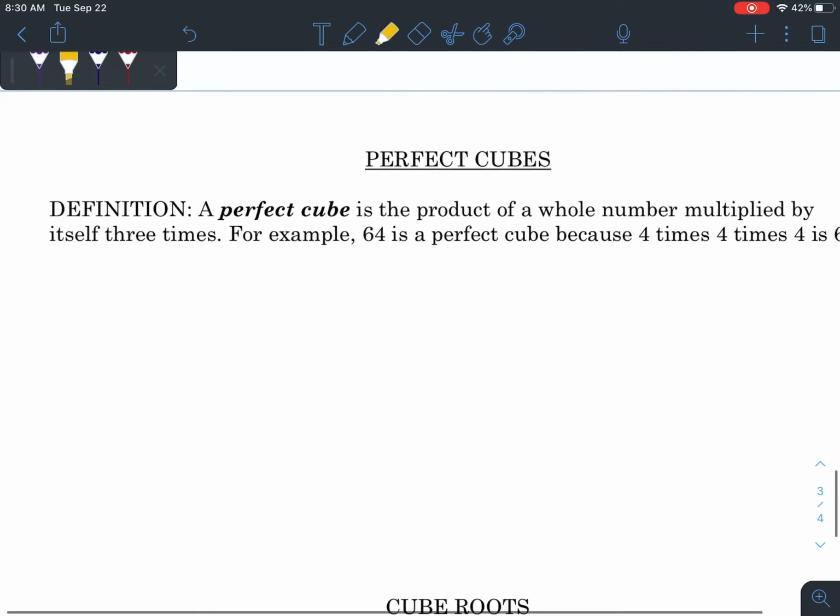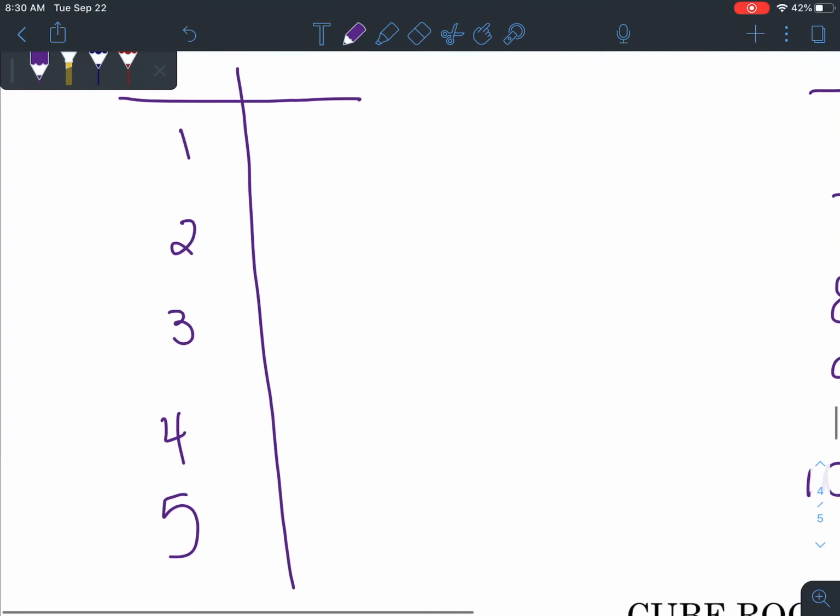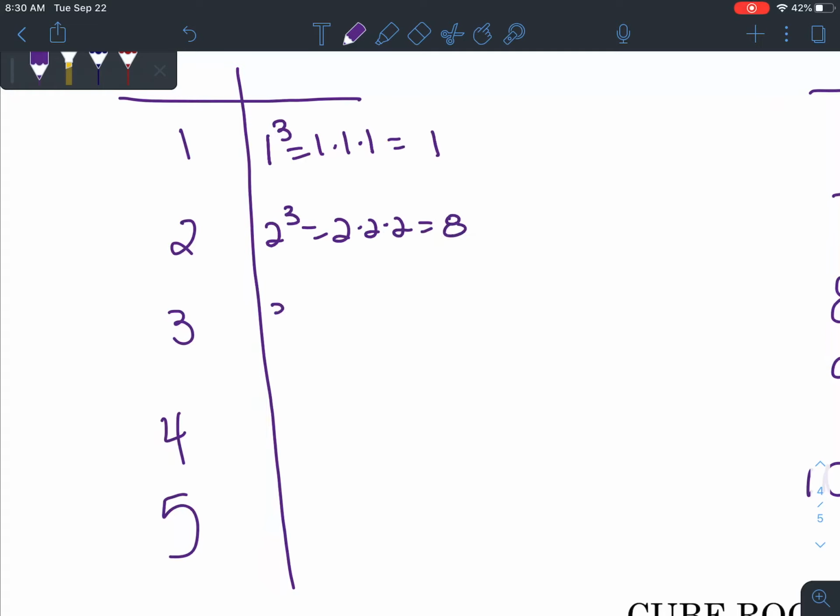Okay, we're going to do the same thing as we did yesterday. We're going to make a nice little chart. Do the same thing over here. Okay, so here would be 1 cubed, which is 1 times 1 times 1, which is 1. 2 cubed, which is 2 times 2 times 2, which is 8. 3 cubed, which is 3 times 3 times 3, which is 27.